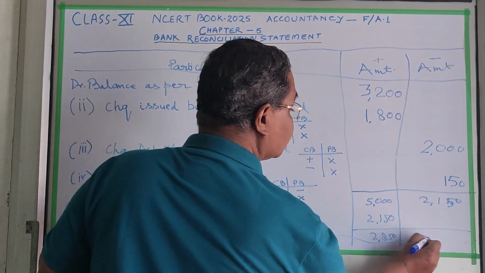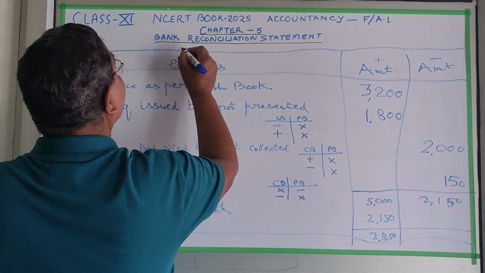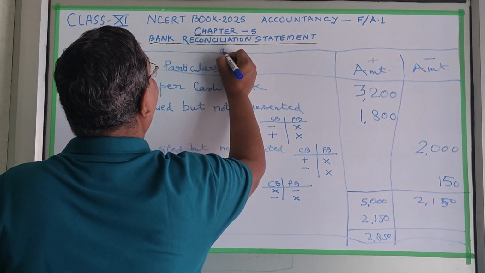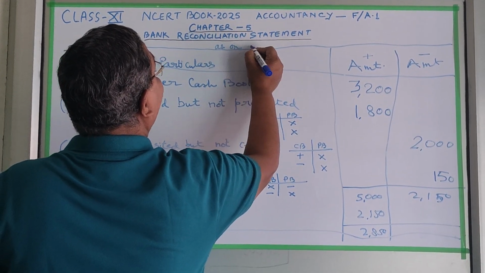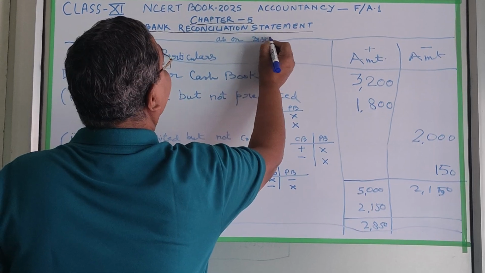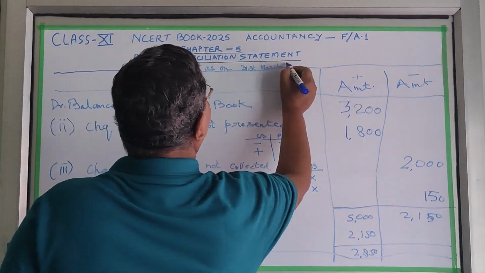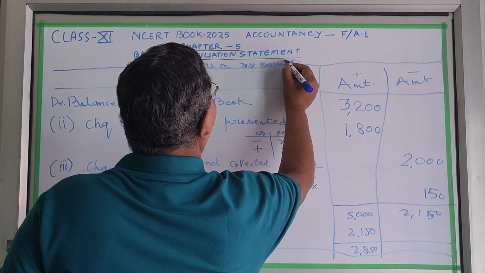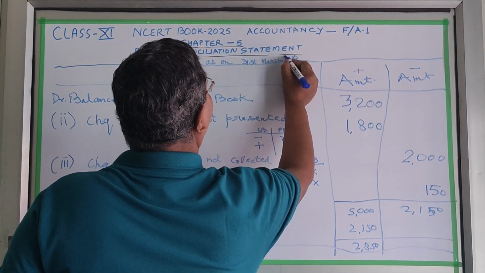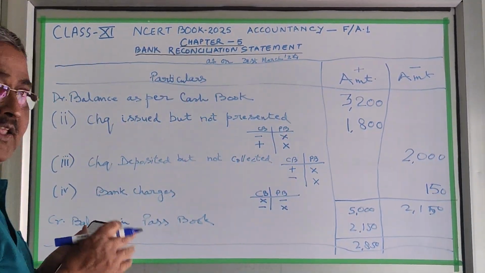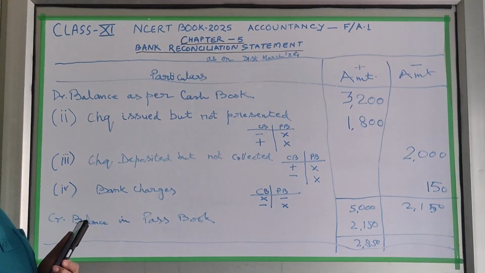One thing we also write in the first line: bank reconciliation statement as on. As on, it is 31st March. 31st March, okay? Whether you take 25 or 24. So it is this one, okay.